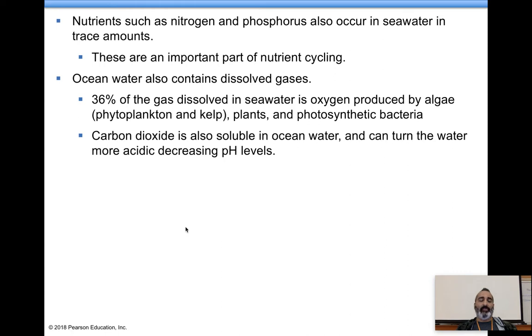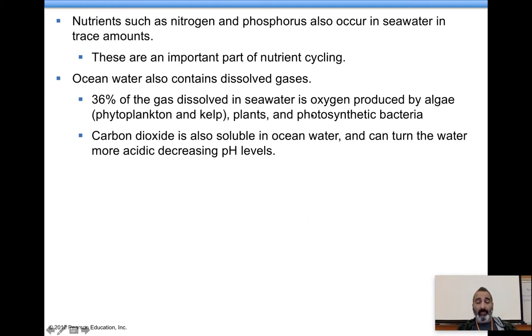Nutrients that you find in seawater, you find nitrogen and phosphorus. They're not always nitrogen and phosphorus. Most of the time they're dissolved. They're nitrates and phosphates. What you need to know is nitrogen and phosphorus. Nitrates and phosphates are going to be, for the most part, the same thing in regards to the nutrients that are found in seawater. A lot of the gas that is found in seawater is oxygen.